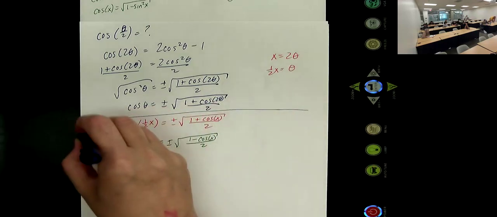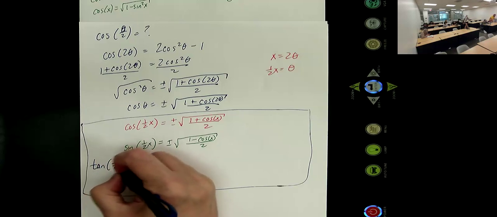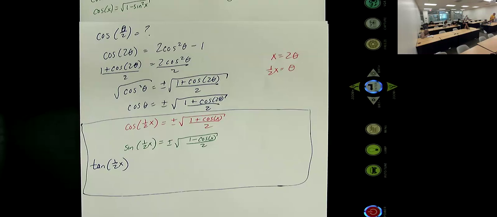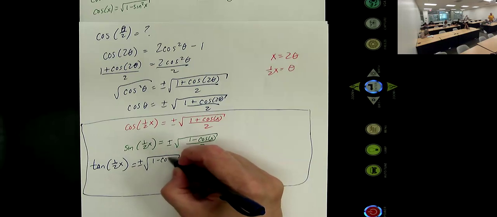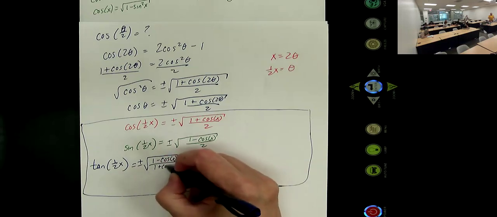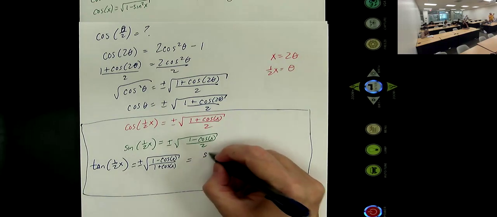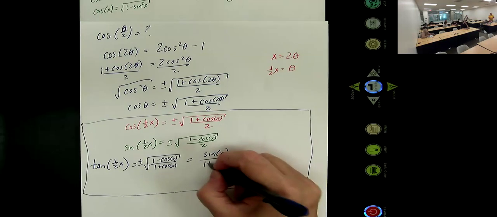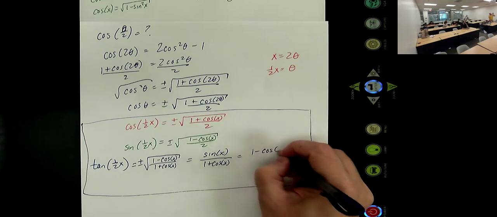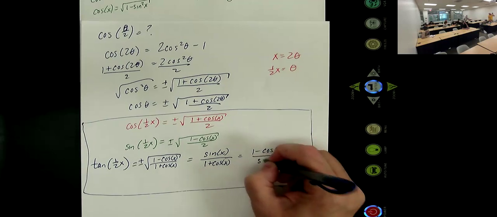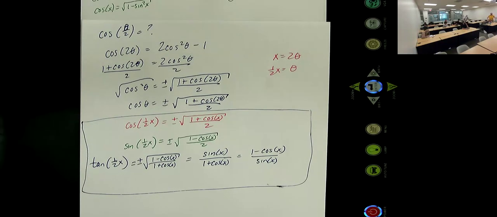And so I'm going to make a little box of our three formulas. Tangent has three variants. Tangent 1/2 x. You can have plus or minus the square root of 1 minus cosine x over 1 plus cosine x. This is sine x over 1 plus cosine x. Or 1 minus cosine x over sine x. Those are your half angle identities.